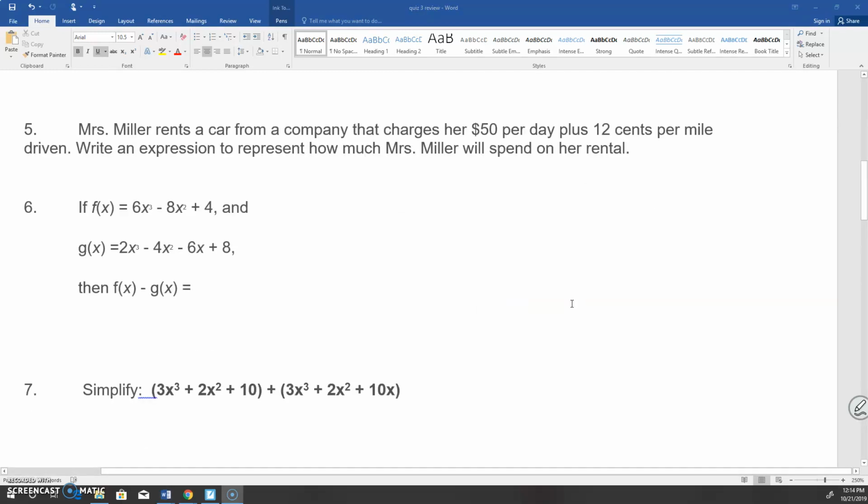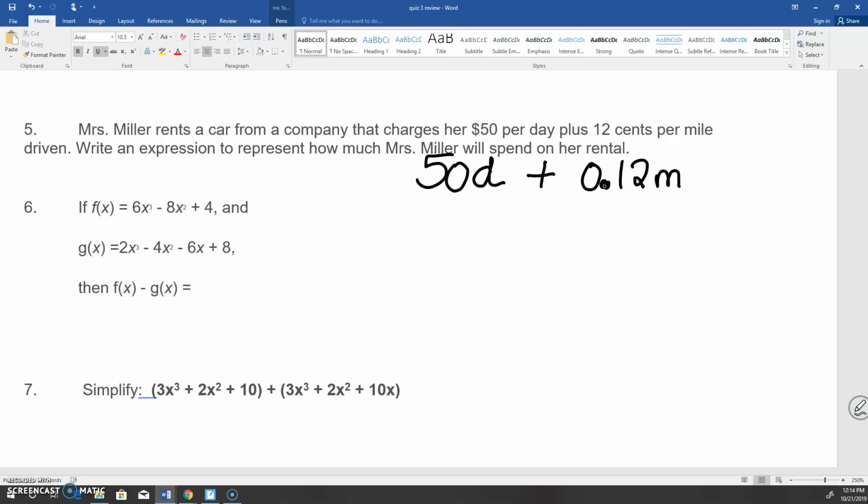Ms. Miller rents a car from a company that charges her $50 every day, plus 12 cents every mile. The whole point of this is to make sure that you can write an equation and that you know that 12 cents is 0.12 and not 12 point, right? 12 point would be $12.